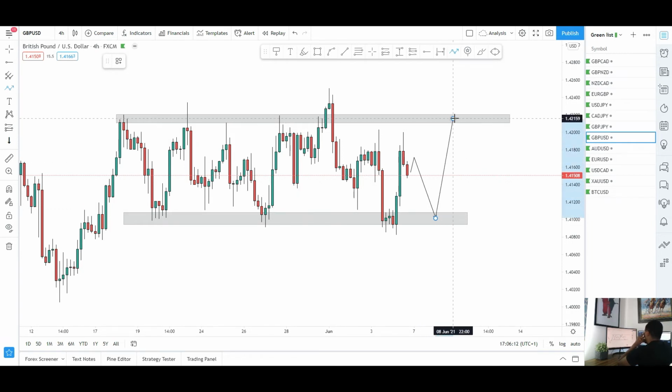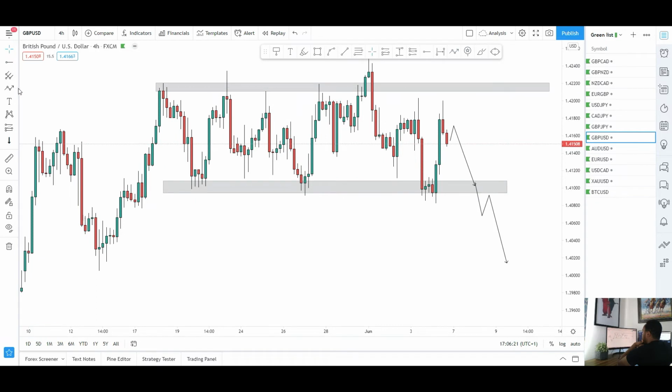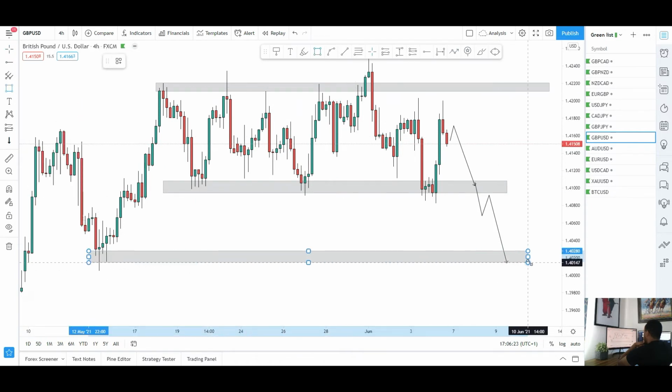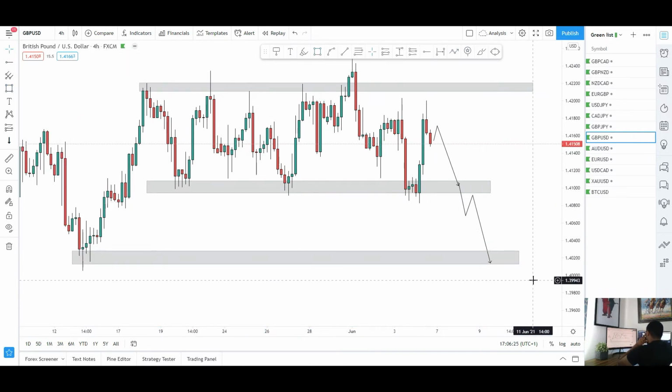Best case scenario, we probably see another move back into that resistance there. But if we don't, we could actually see a break to the downside, a retest, and a continuation lower. And at that point, we can look to target this support down here for GBP USD, which is around 1.40200.